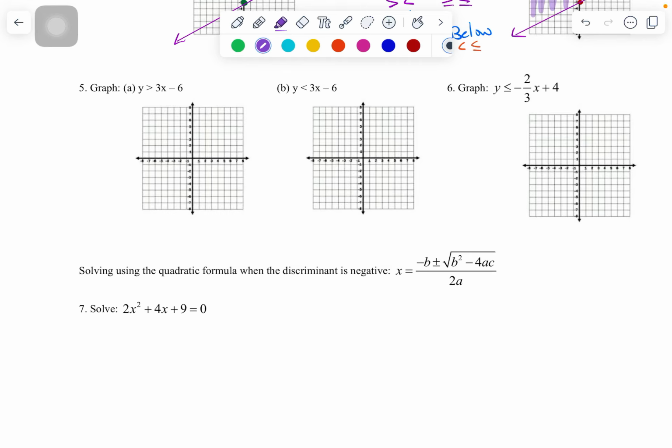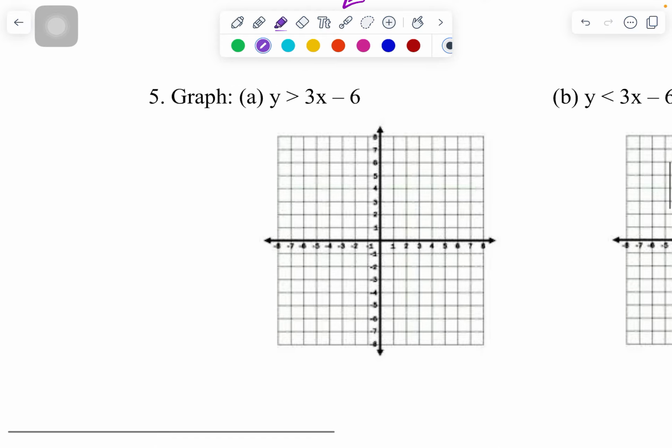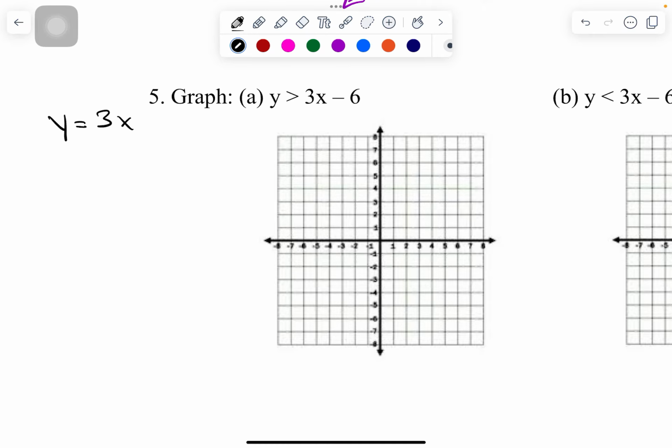For the second video for notes 46, I'm going to continue graphing these linear inequalities. So question number 5, question number 6, and then I'll finish off with number 7, which is going to review quadratic formula. So question number 5, I want to start by graphing the boundary line. So y equals 3x minus 6.